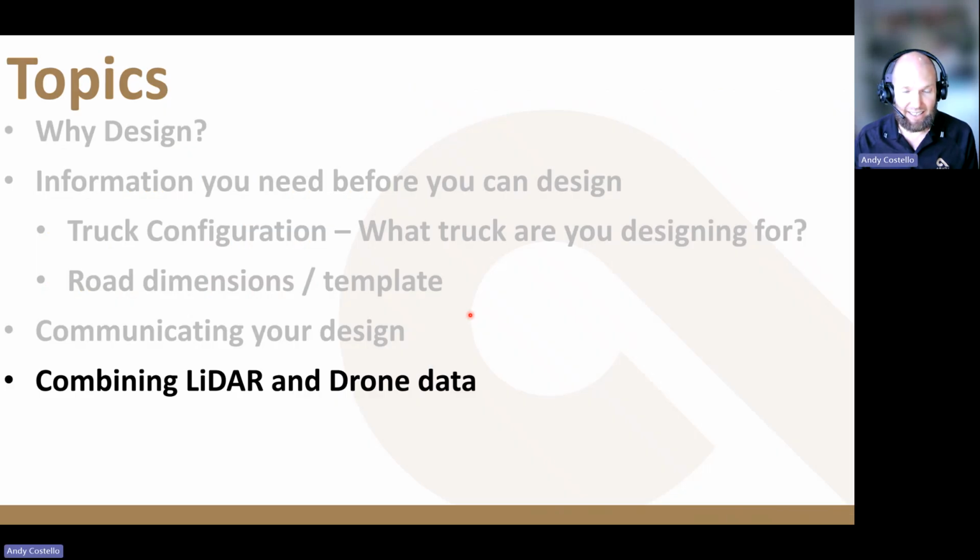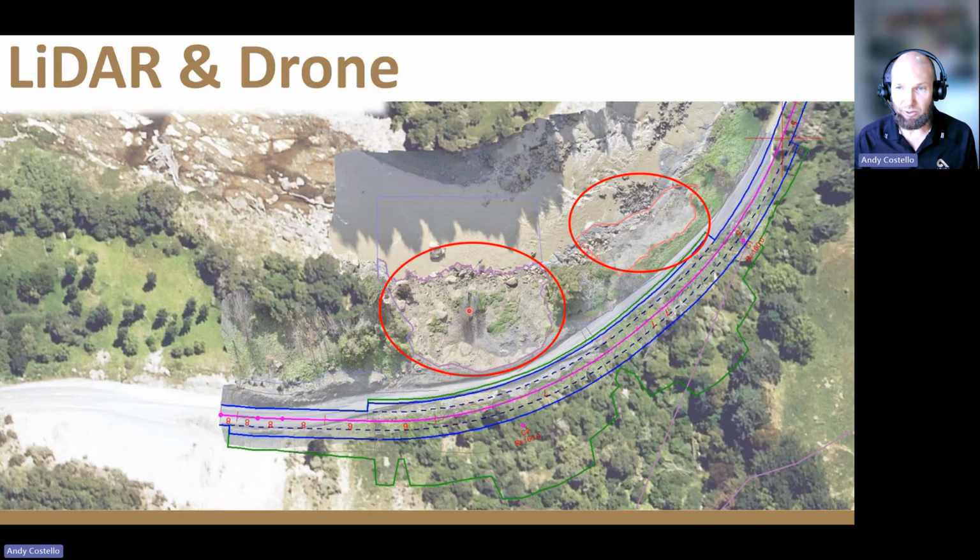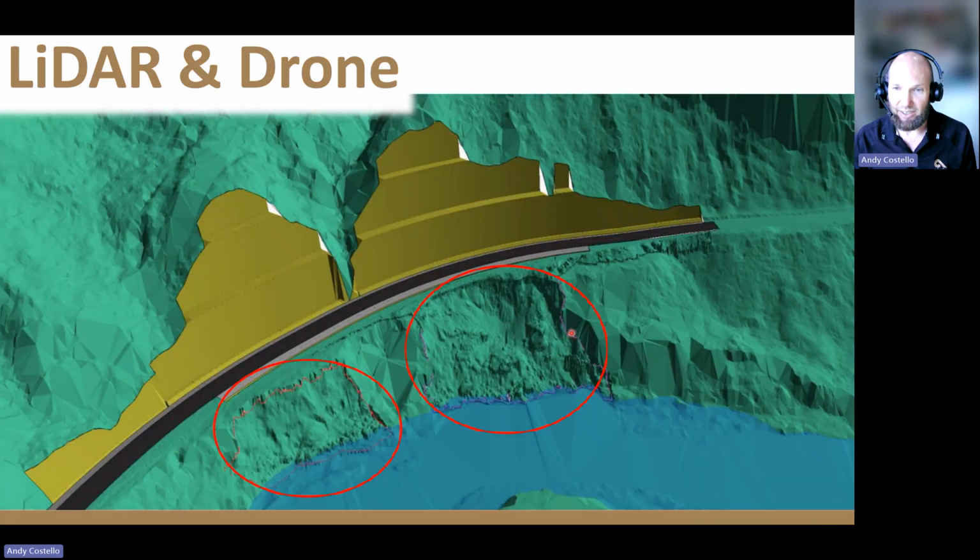Combining LiDAR data and drone data is something we do quite a bit in the forest, as well as when we're working on these storm projects. In this example, the river had taken out the old fill below the council road, and they asked us to investigate what would be involved in shifting it over. So we knew where the road used to be and the surrounding ground was from the LiDAR data. We went and hit the slips with the drone, brought them into the terrain model.